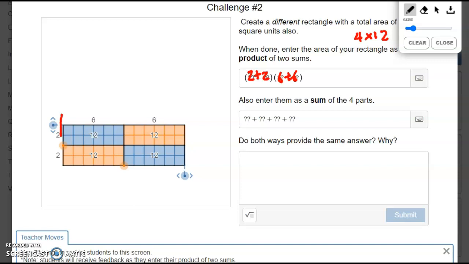Also enter the area as the sum of the 4 parts. What is the area of this little blue rectangle? That's 12. Area of this orange rectangle is 12, and another 12 here, and another 12 here. 12 plus 12 plus 12 plus 12 is 48, and yes, it does provide the same answer.